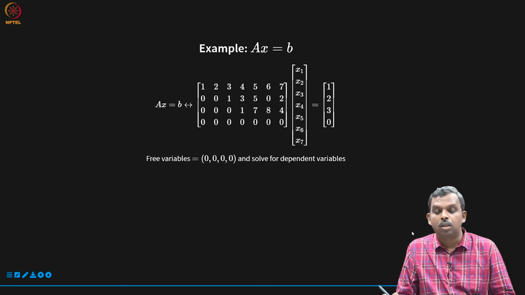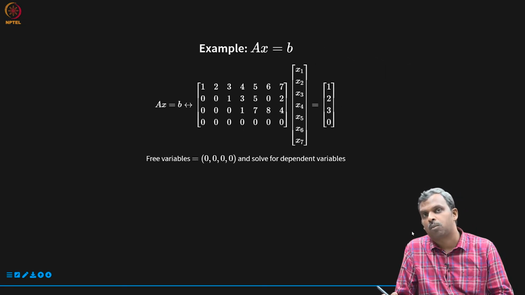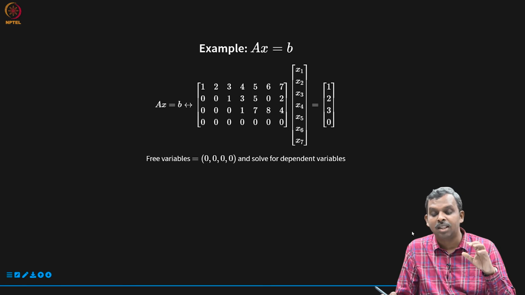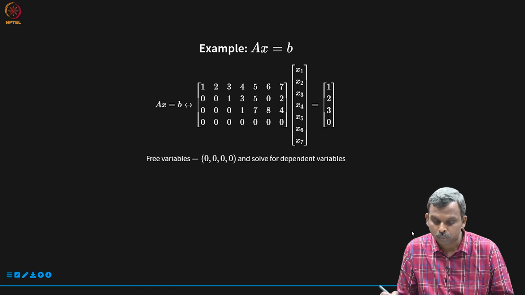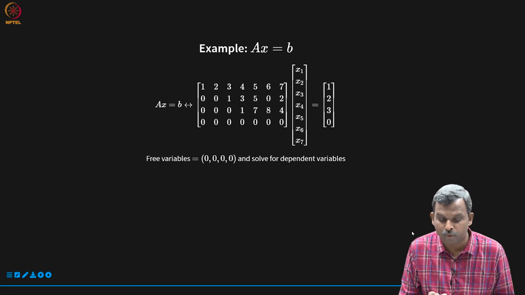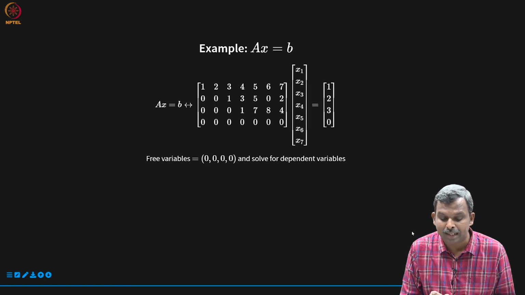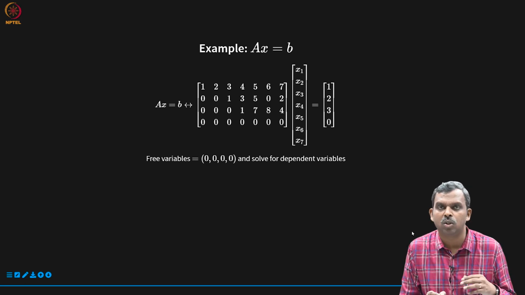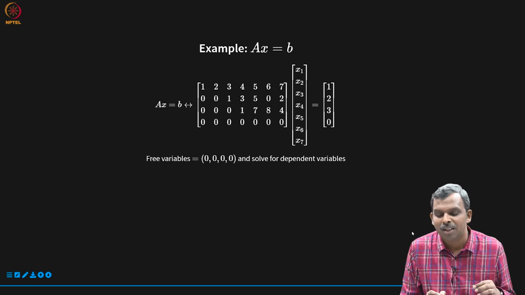Now how do you solve for Ax equals b? I solved for the null space. We also saw that once you know the null space, and once you know whether b is in the range or not, it's easy to figure out the solution. So let me walk you through how you solve for Ax equals b. The way you do it is the following. You simply set the free variables to be 0, 0, 0, 0. You can set them to be anything else also. It doesn't matter what you set them to be.